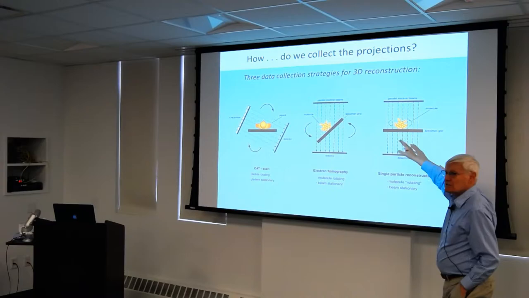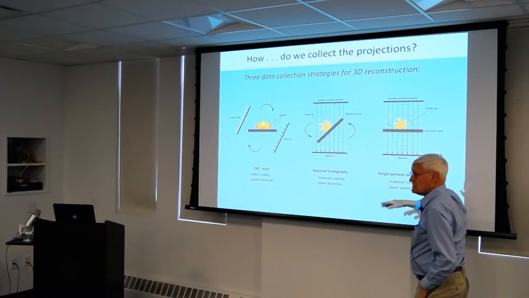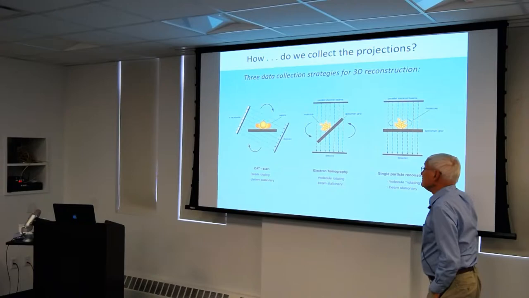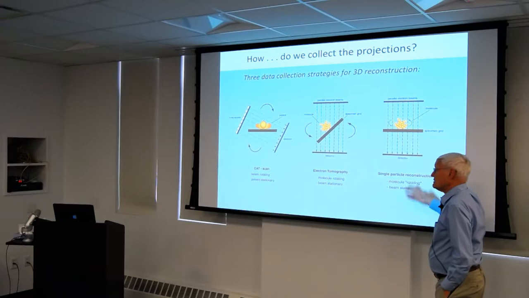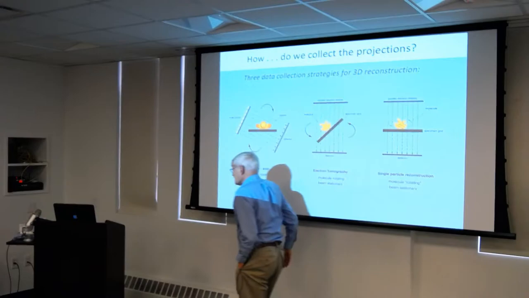So a single snapshot of an entire field of molecules is sufficient to collect a whole bunch of projections in random directions. And if the angular coverage is not sufficient, then you just keep collecting more images, and so gradually the entire angular space is filled. So that's the principle.